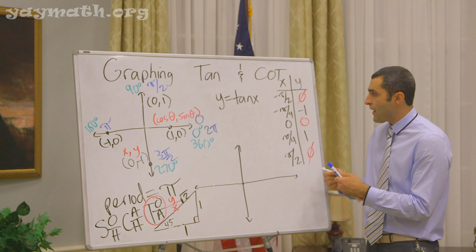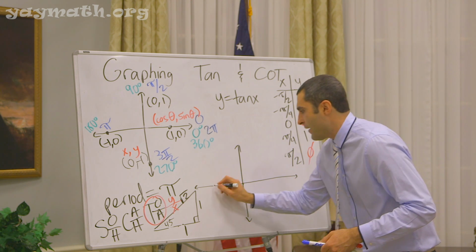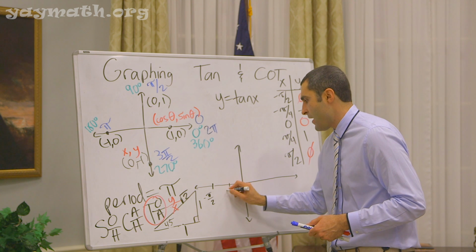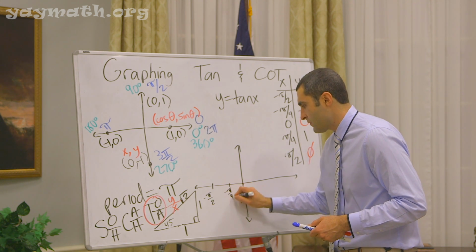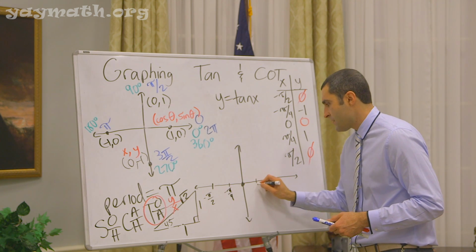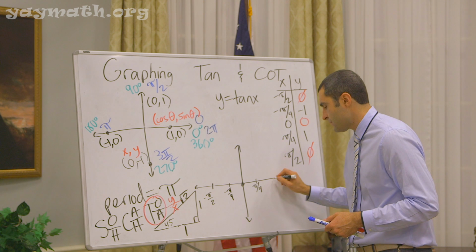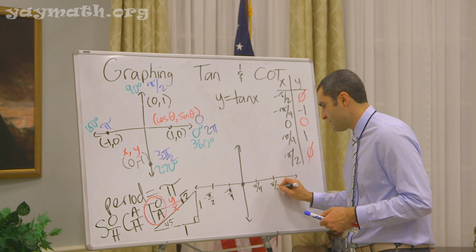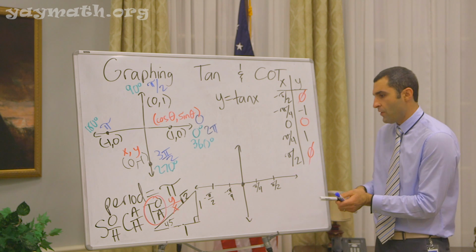All right, let's put down our 5 points of interest. This is negative pi over 2. This is negative pi over 4. This is 0. This is pi over 4. And this is pi over 2. Okay, let's put the points down.